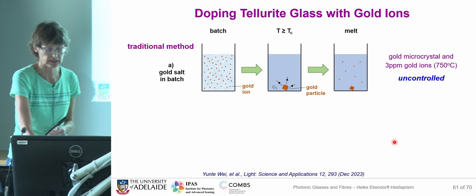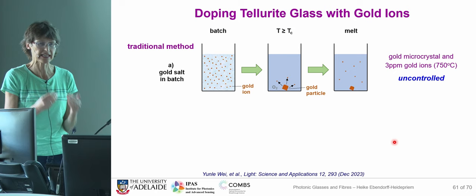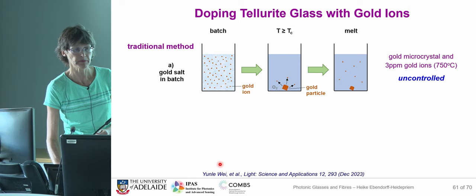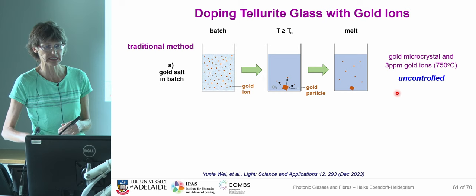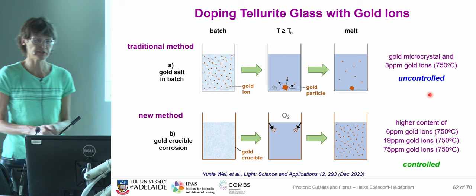But the first was how to get the gold in a controlled way into the glass, because with the traditional method of adding gold salt, this did not work in a controlled manner because we couldn't dissolve all the gold added to the glass batch. We always had this precipitation of large particles. So therefore, what we found out, also via the diamond work, is to melt in a gold crucible.